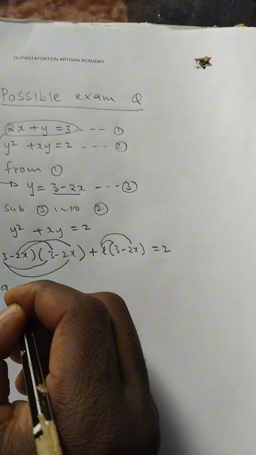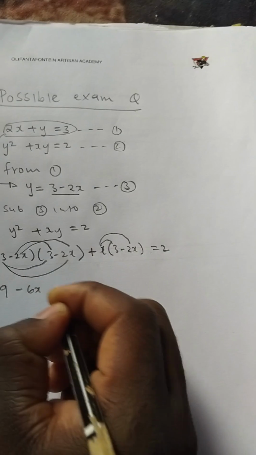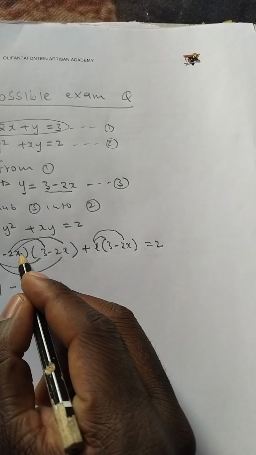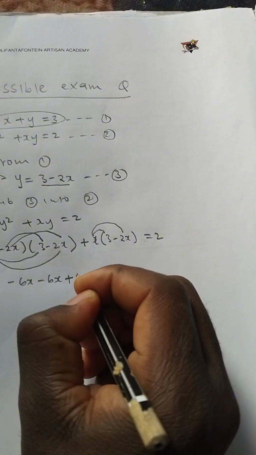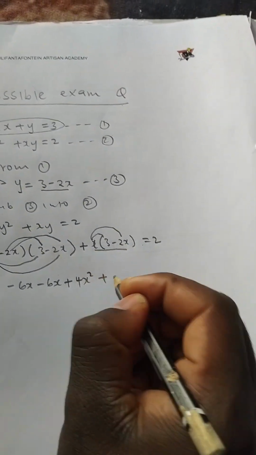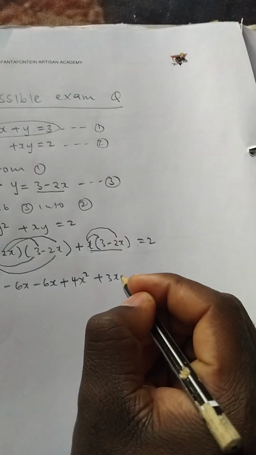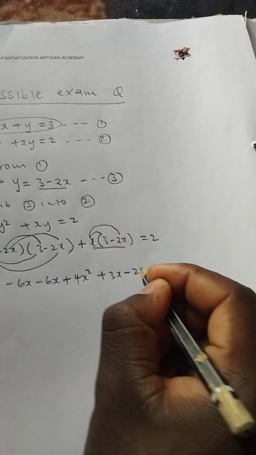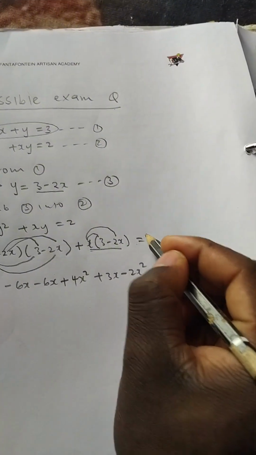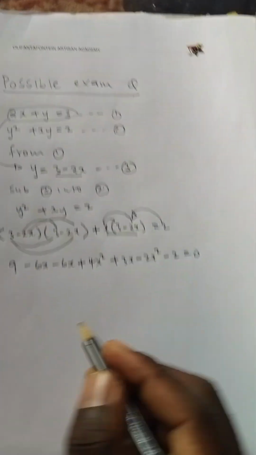So we have 9 minus 6x minus 6x, then this one is plus 4x squared. Coming here now, plus 3x. This and this is minus 2x squared, minus 2 is equal to 0. This 2 went inside.